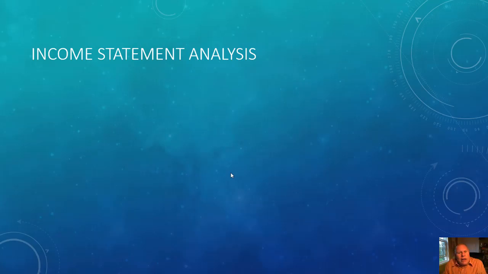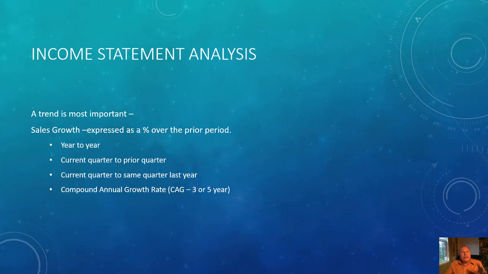Let's continue on the income statement analysis. Some of this you've already touched upon. The first thing is a trend is most important. Is it showing us what direction we are going over a period of time? Oftentimes, sales growth is expressed as a percentage over the prior period. Sometimes it's year on year, sometimes it's one quarter to prior quarter, sometimes current quarter to same quarter last year.